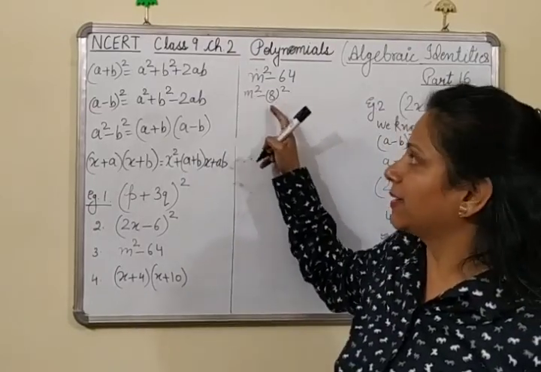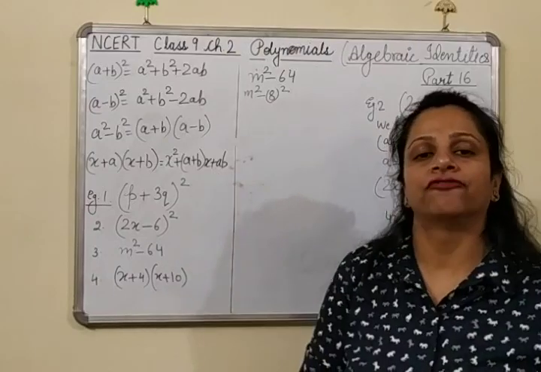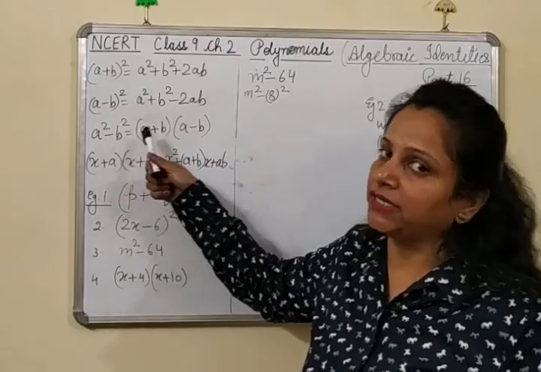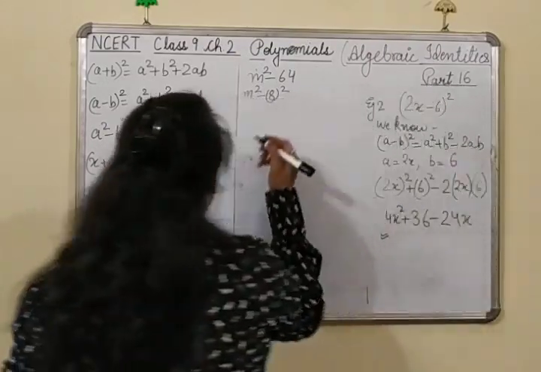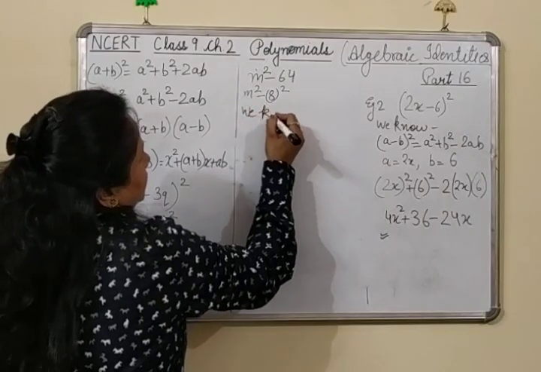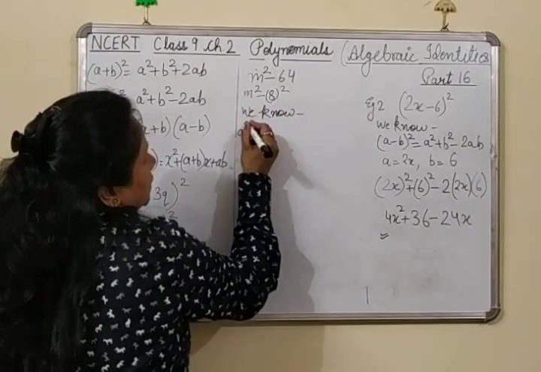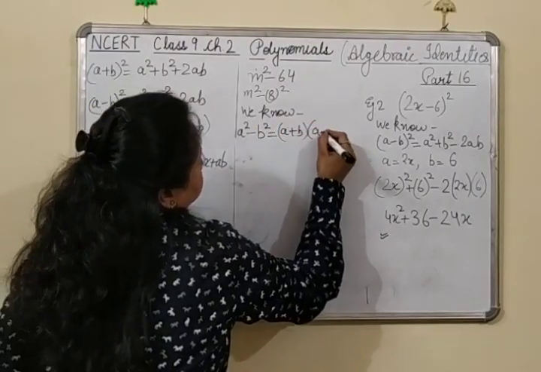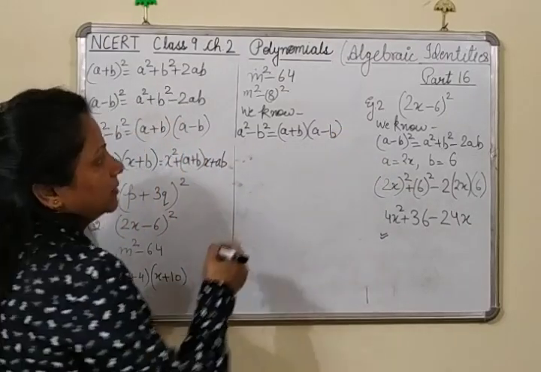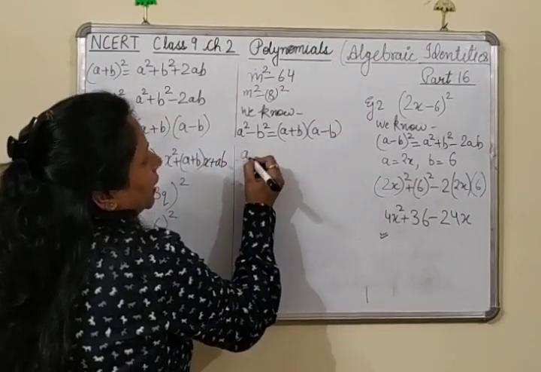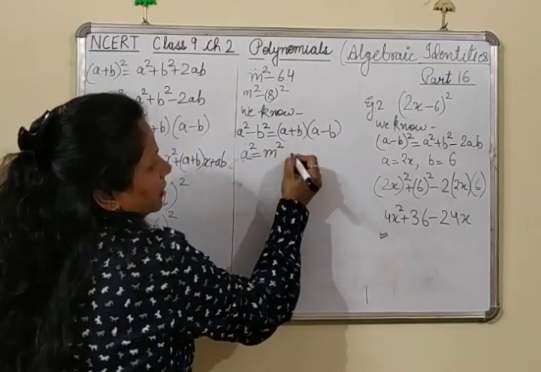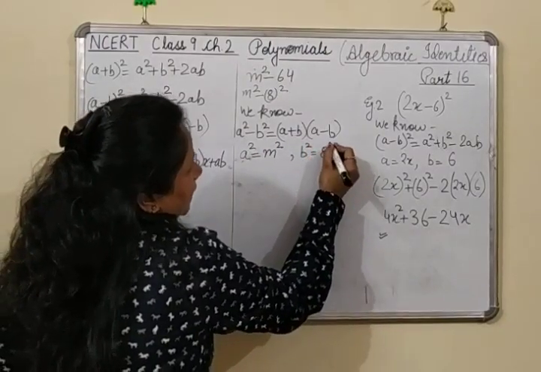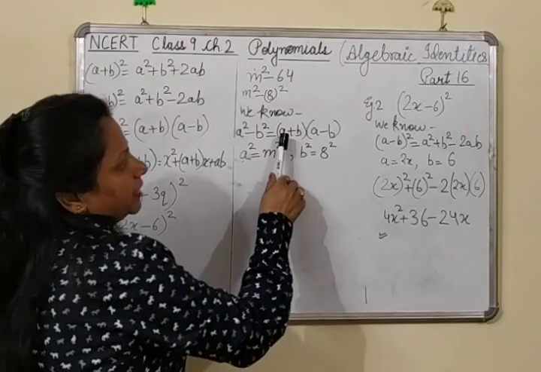Okay, it is m square minus 8 square. That means it is of the form of identity number 3. Now, this is the left hand side form. We need the right hand side form. So now let us compare, and first of all let us write the identity which we are using. We know which identity we are using. A square minus b square is equal to (a plus b) into (a minus b). Now A square is given to us as m square, and on comparison b square is given to us as 8 square.